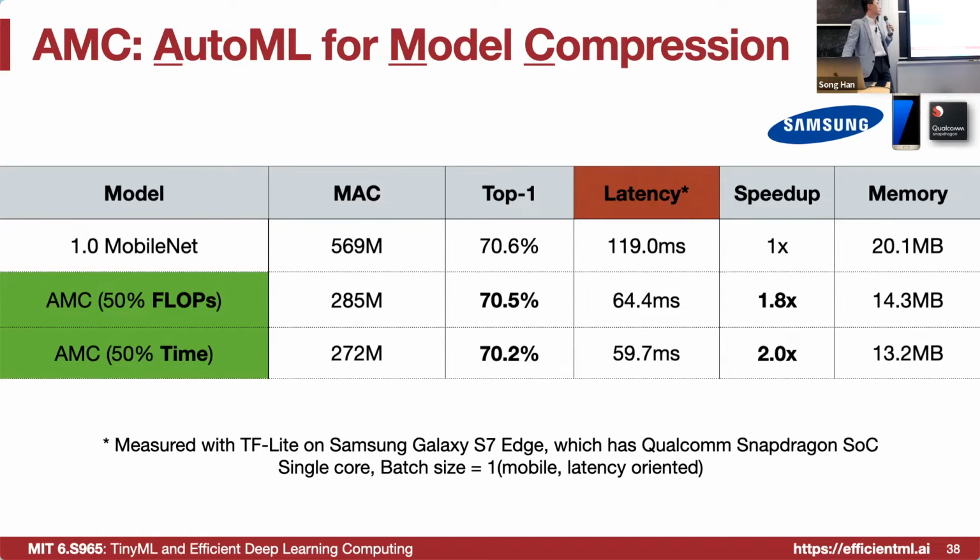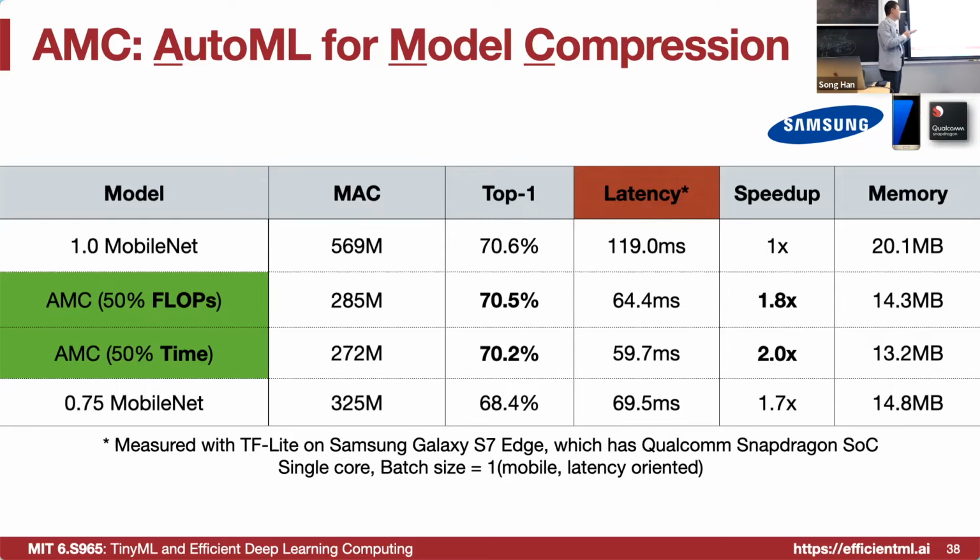What if we use a latency constraint? We can target 50% of the time. We can see immediately the latency is reduced by half, and the top-1 accuracy is also pretty well maintained. Versus if we naively linearly scale all the layers by 0.75, we get worse accuracy and also longer latency, which shows such an automated approach is better than purely linearly scaling all the layers.